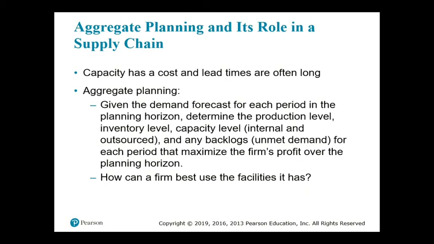Based on the demand forecast, and we just talked about how to forecast demand in each period in the planning horizon, we're going to decide the production and inventory level and the capacity level, meaning that we're not going to build any new facility, but decide how much capacity is to be outsourced and how much internal capacity is to be utilized. And based on this aggregate plan, what are the implied backlogs and implied inventory levels? The goal is to maximize the profits over the planning horizon, which is similar in this case to minimizing the total cost of the aggregate plan, because we usually assume that demand is given.